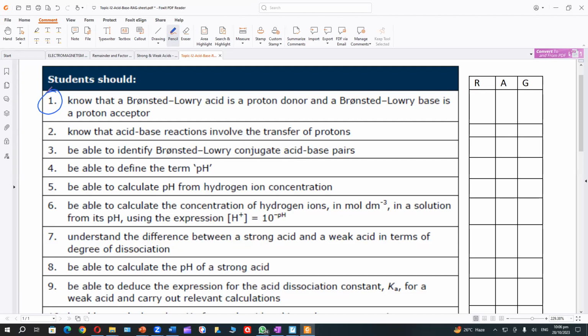Now read the second point. Know that acid-base reactions involve the transfer of protons. Yeah, that's true. Good. And now read the third point. Be able to identify Bronsted-Lowry conjugate acid-base pairs. Yes, we just did a question.